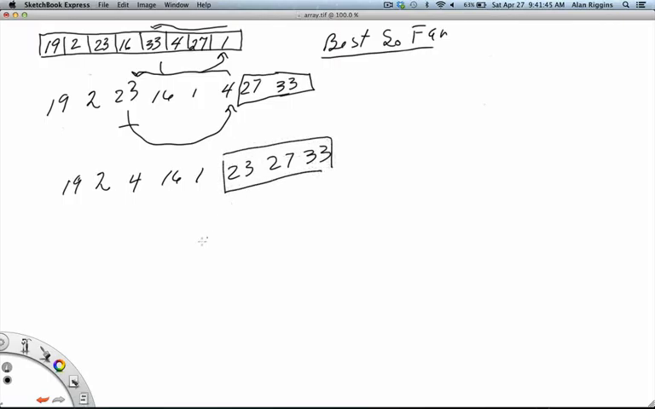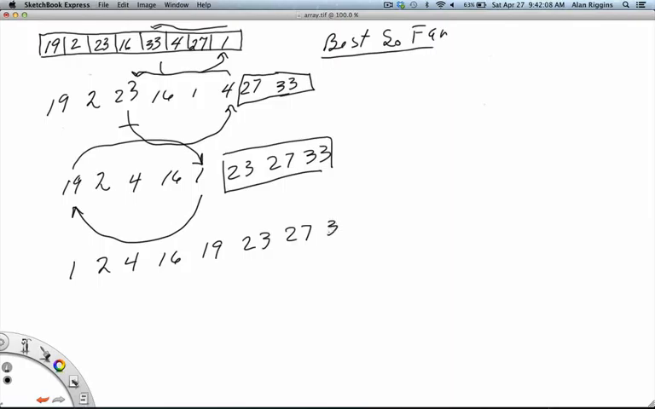Again we go. We scan down the array: 19, 2, 4, 16, 1. 19 is the largest element. We swap the 19 and the 1. We have 1, 2, 4, 16, 19, 23, 27, and 33.